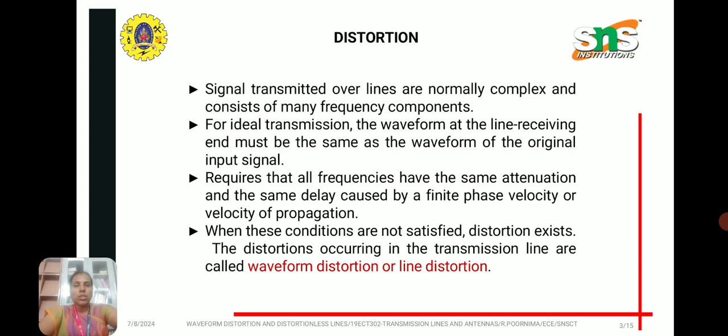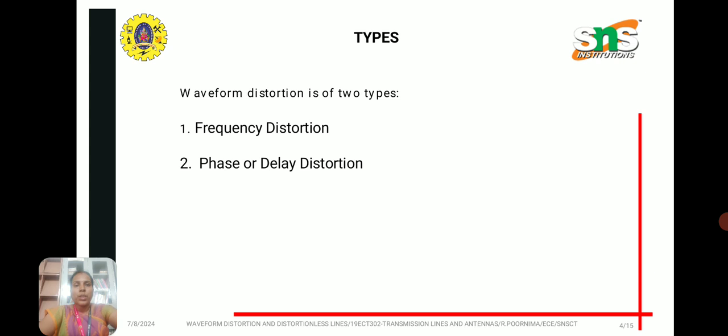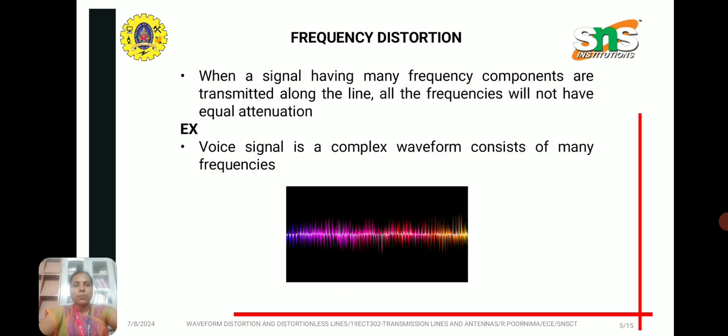Distortions occurring in the transmission line are called waveform distortion or line distortion. There are two types of waveform distortion. One is frequency distortion, the second one is phase or delay distortion.